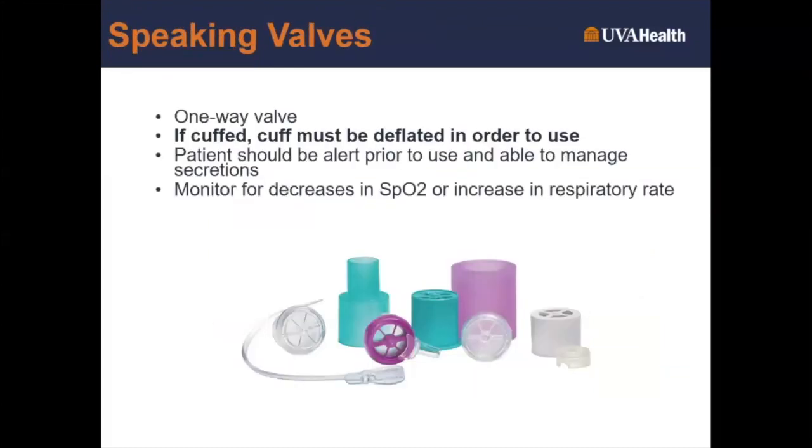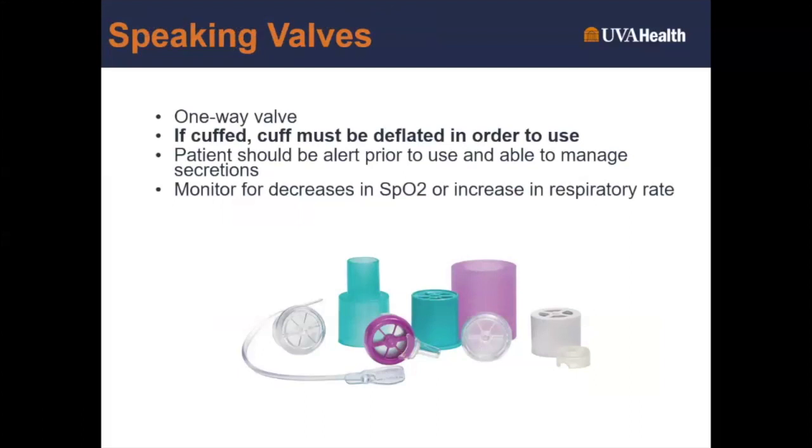So, what is a speaking valve? A speaking valve is a one-way valve. So, you can see a bunch of examples here. Air can get in, but air cannot exit via the trach. So, it's like a cap almost. Right? So, I can pull air in through the trach, but I can't put it out through the trach, which is why it is so important that if your patient has a cuffed trach, that cuff be deflated.